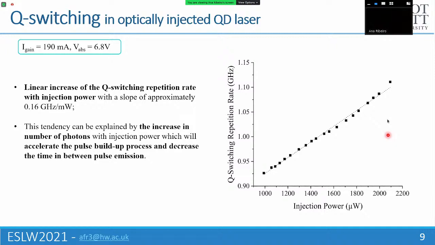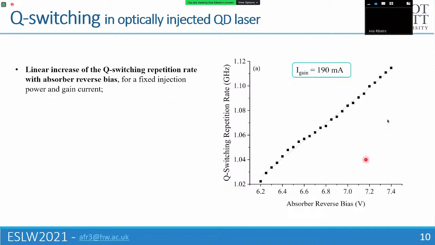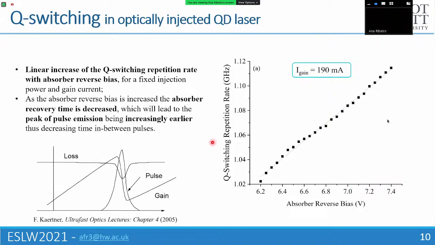Then next, we try to see how the repetition rate changed with the absorber reverse bias. And once again, we saw an increase of the Q switching repetition rate in a somewhat linear tendency with the increase of the absorber reverse bias. And why could this be? Well, as the absorber reverse bias is increased, the absorber recovery time is decreased, which will lead to the peak of pulse emission being increasingly earlier and thus decreasing the time in between pulses and increasing the repetition rate.